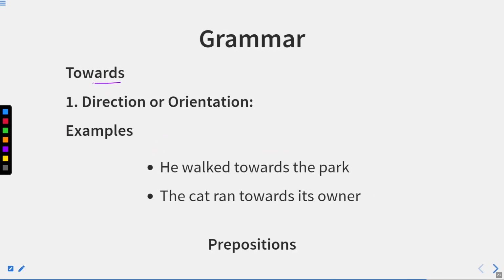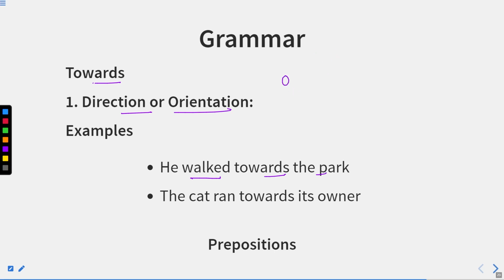Here we are using preposition towards. So we can use towards for direction and orientation. For example, he walked towards the park. Now, I'm saying that he walked towards the park. Maybe possible he's just going towards that particular way, but he's not going to the park. Because the destination is not defined over here.